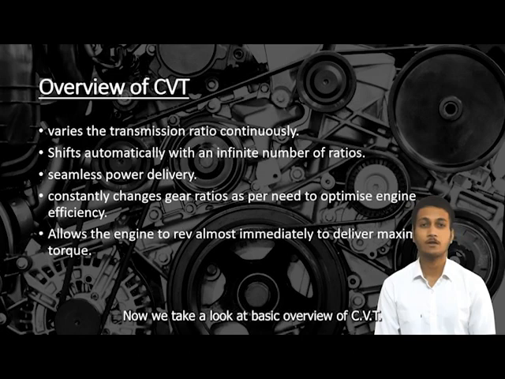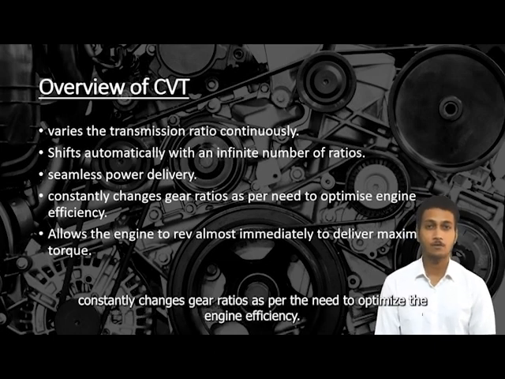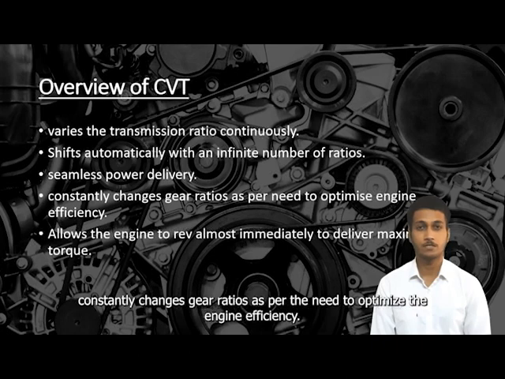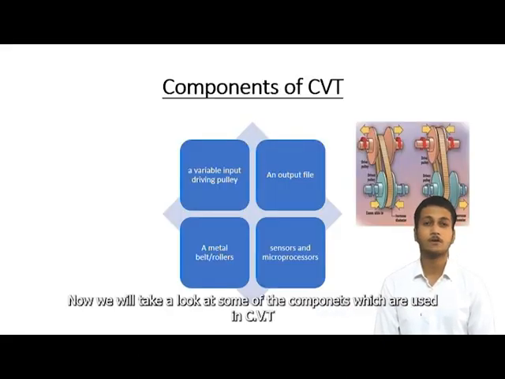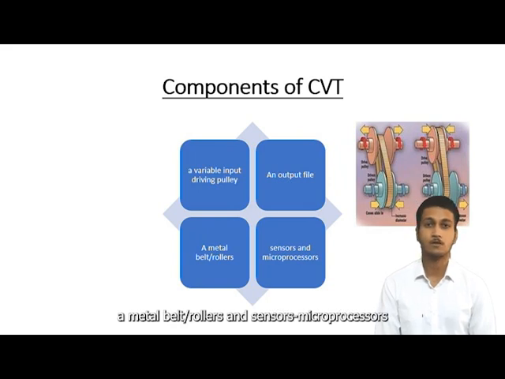Now we'll take a look at the basic overview of CVT. CVT can be categorized by the following points. It varies the transmission ratio continuously, shifts automatically with an infinite number of ratios, provides seamless power delivery, and constantly changes gear ratios as per the need to optimize the engine efficiency. Now we will take a look at some of the components which are used in CVT. These are a variable input driving pulley, an output pulley, a metal belt/rollers, and sensors and microprocessors.